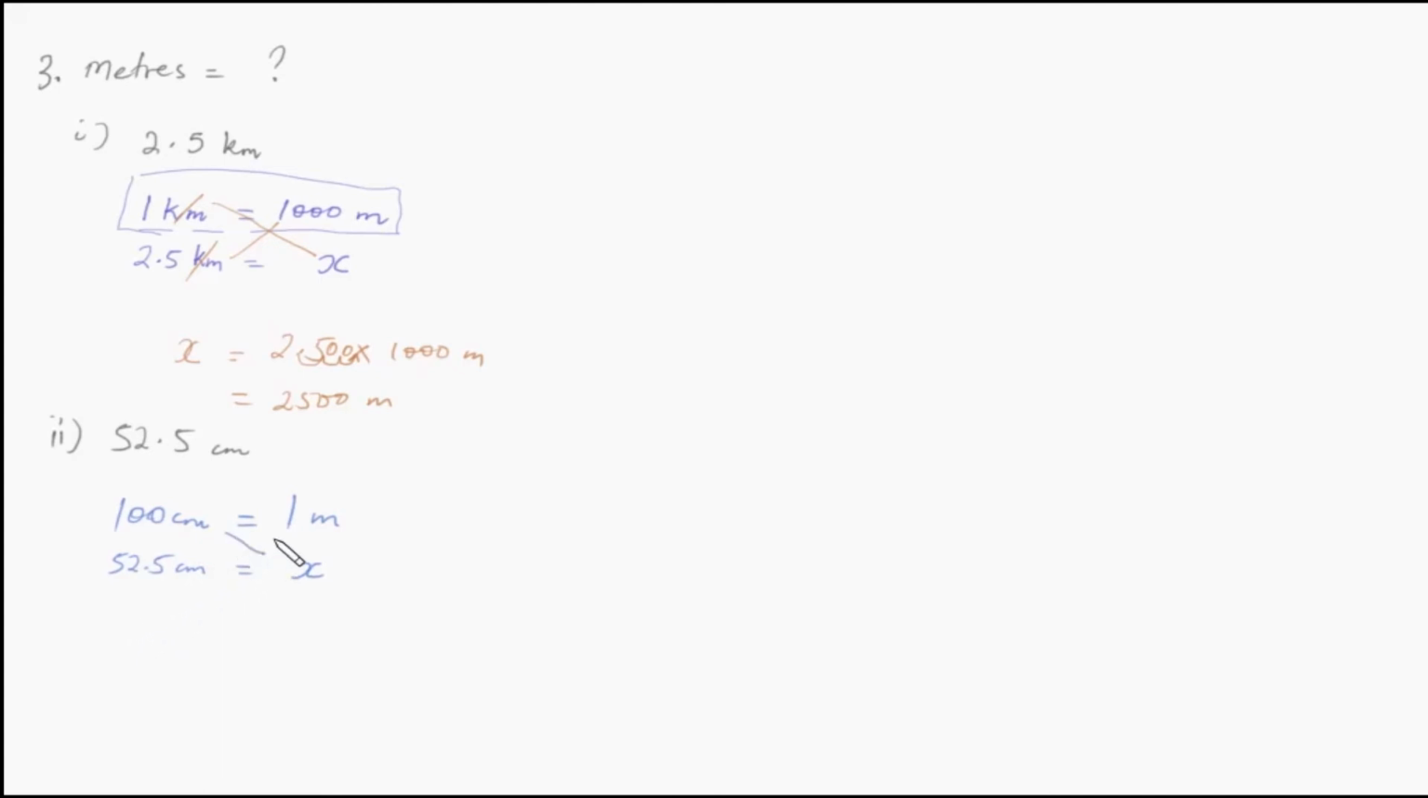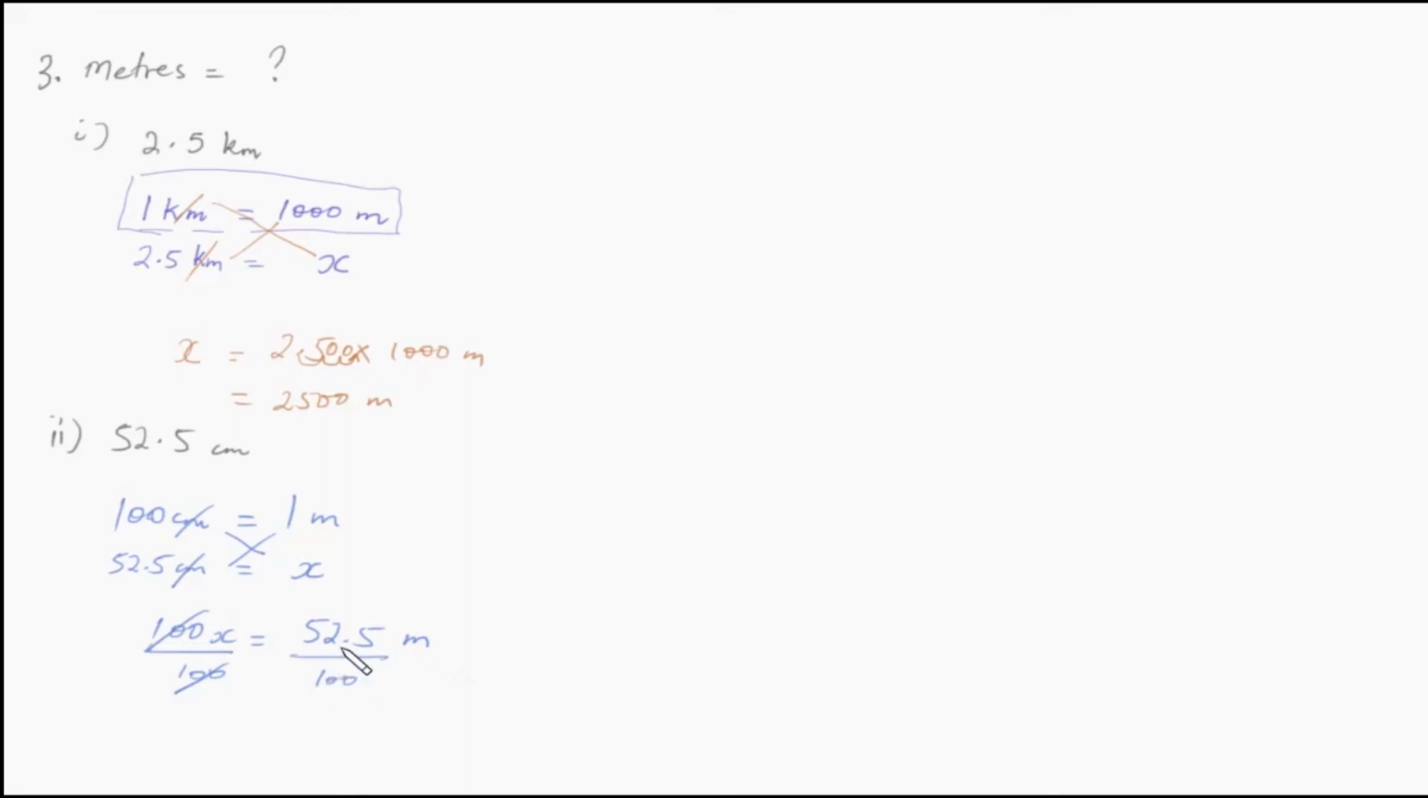So we are going to cross multiply, but centimeter cancels centimeter. So 100 times x is 100x, which is equal to 52.5 times 1 meter, which is 52.5 meters. Now we are going to divide by 100 so that we solve for x. We divide by 100 on this side to balance.